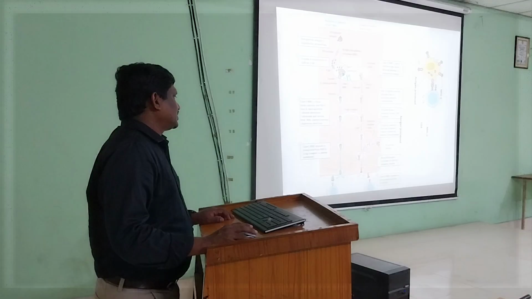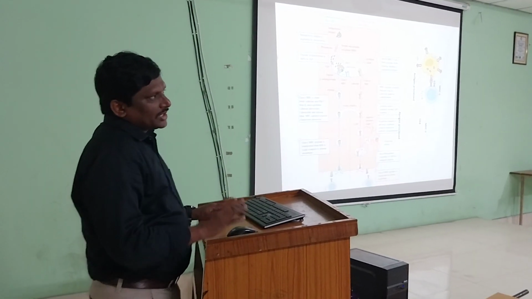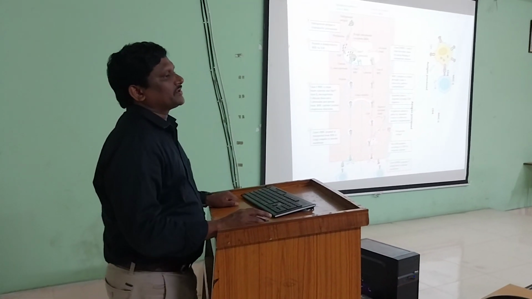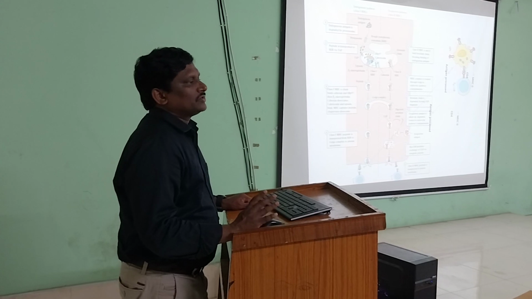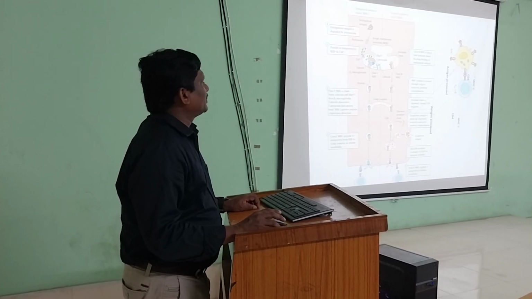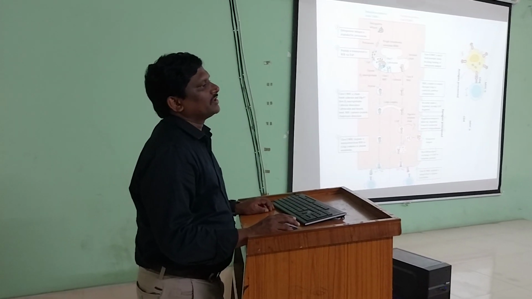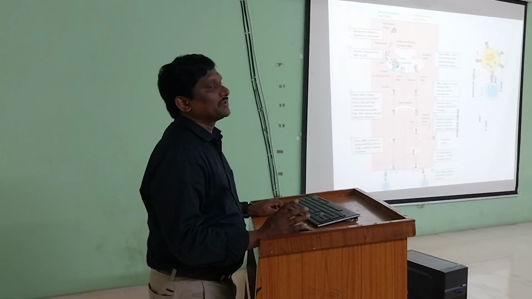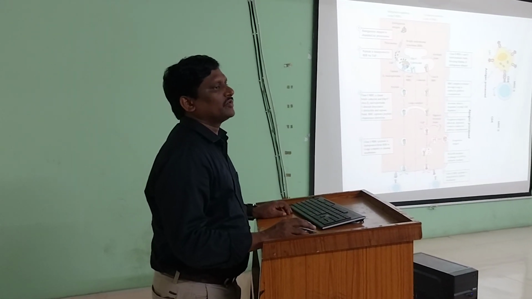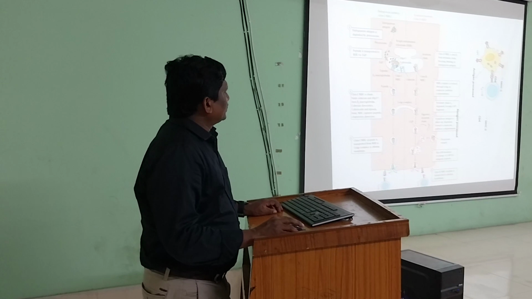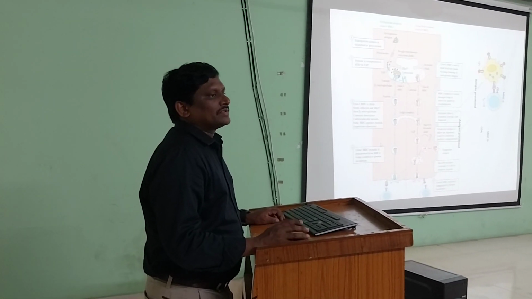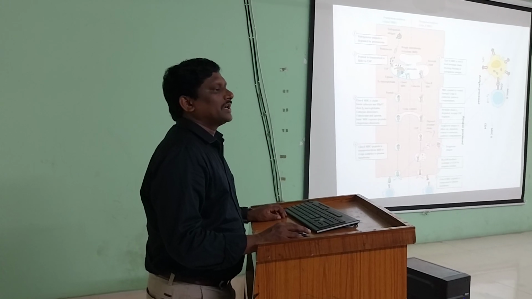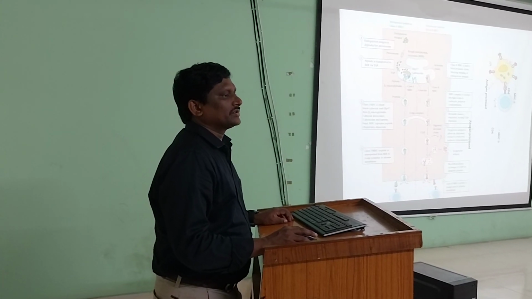And this T helper cell differentiates into two different types of cells. One is a memory cell, and one is an effector cell. The memory cell will retain the memory for the same antigen. So whenever we encounter the same antigen in the future, it can quickly elicit an immune response. On the other hand, the T cytotoxic cell just kills the cells without the aid of any antibodies, right?